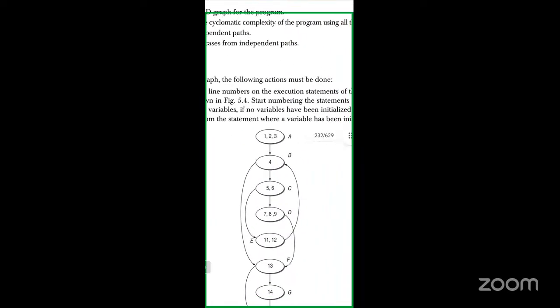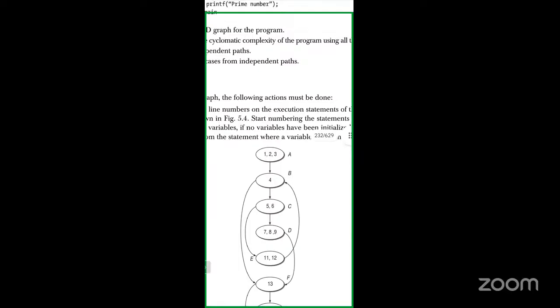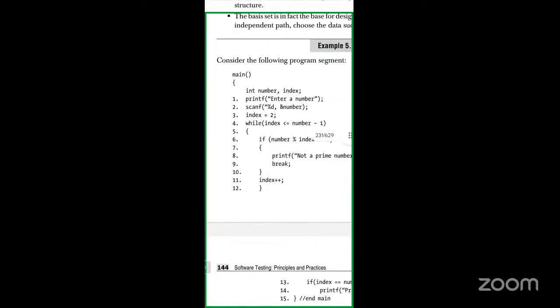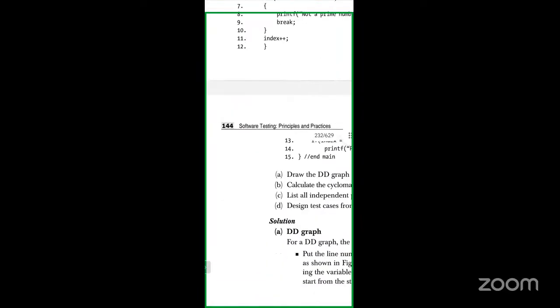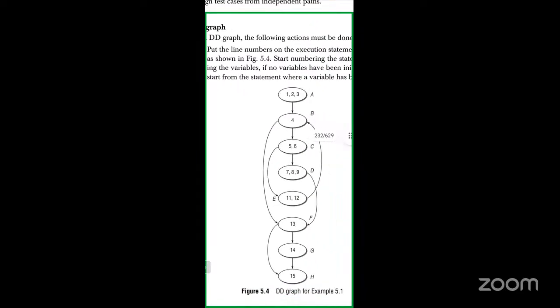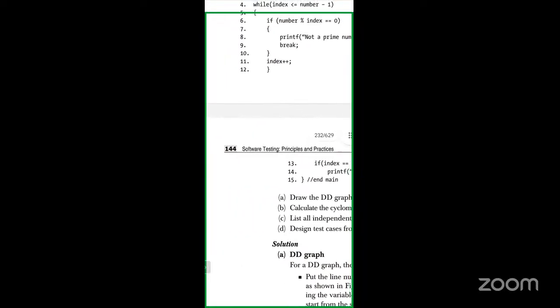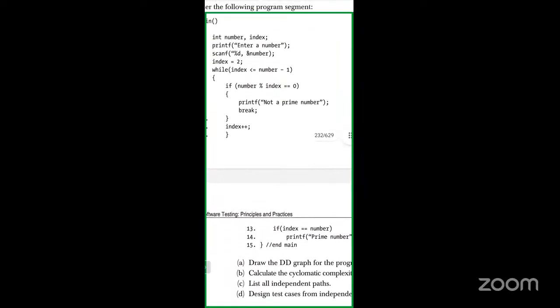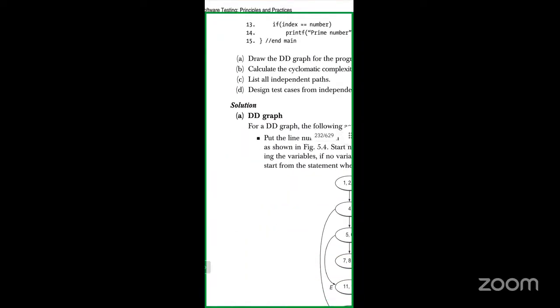prime number. Okay. So the fourth one is where we are checking for the condition, that is index less than or equal to number minus 1, that is while number minus 1. So we are going for the set of action which is called 13. Which is given as 13 is if index is equal to number, that is if 2 is equal to 2, then we are going to write it as prime number. Okay. So if 2 is equal to 2, we are going to write it as prime number.